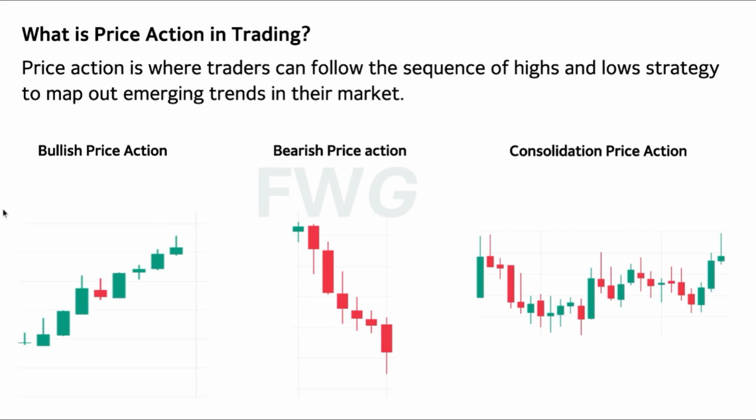I think everyone knows what bullish price action is. Bullish price action is where there are continuous higher highs and higher lows. Technically, what that means is the price is moving higher at a fast pace. Next is bearish price action. Bearish price action is where there are continuous lower highs and lower lows. What it indicates is the price of a stock is continuously moving in a downtrend.